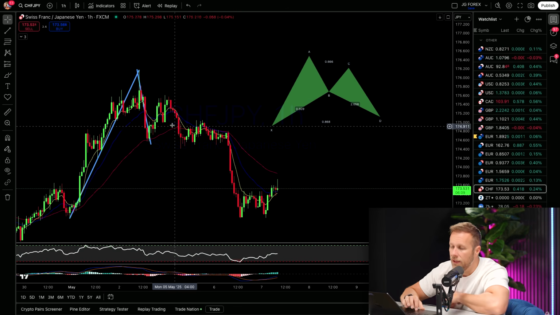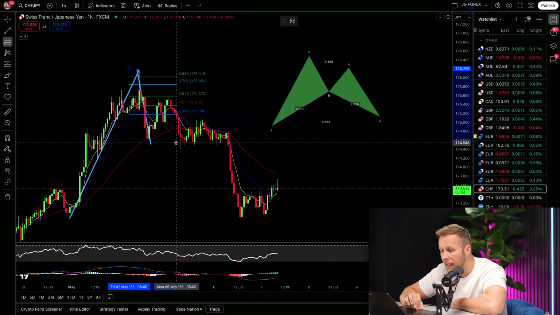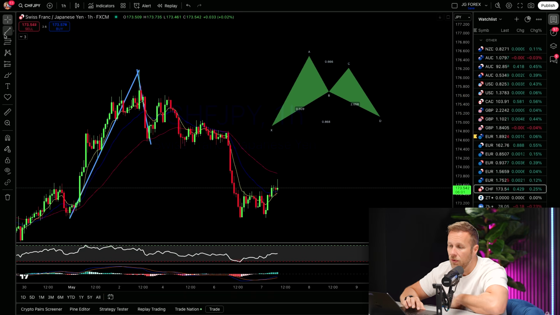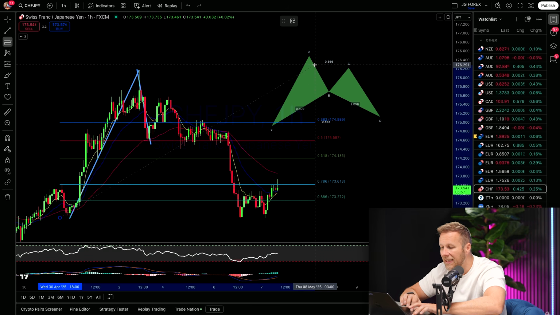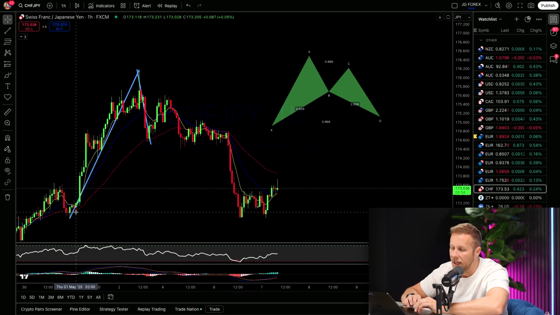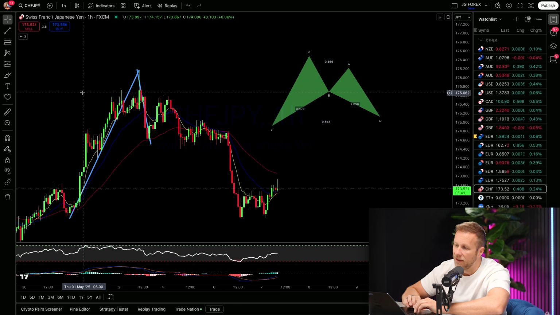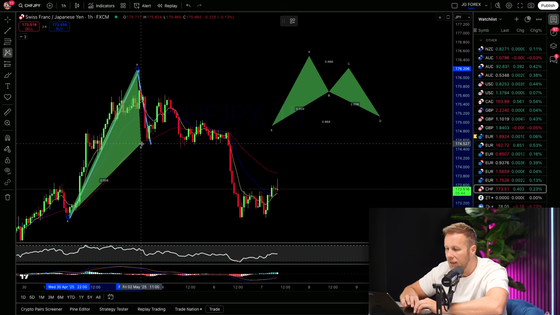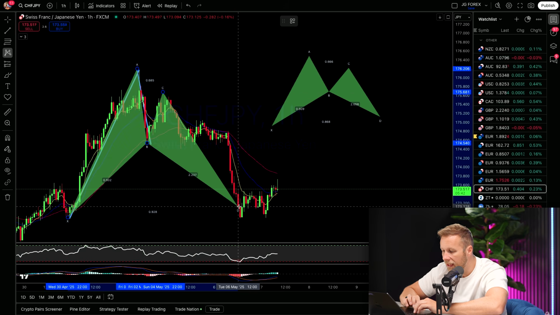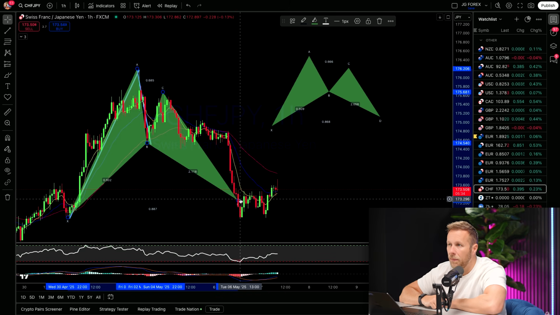Okay, the second rule is the C leg has to hit the 382 retracement from A to B, which it does. And then the final rule of this pattern is the completion point is at the 886 retracement from X to A. So in other words, the 886 completion point will be down here, and that completes the bat pattern. X, A, B, C, D. As you can see, the 886 is somewhere down here, right? And that was the completion point for the pattern.